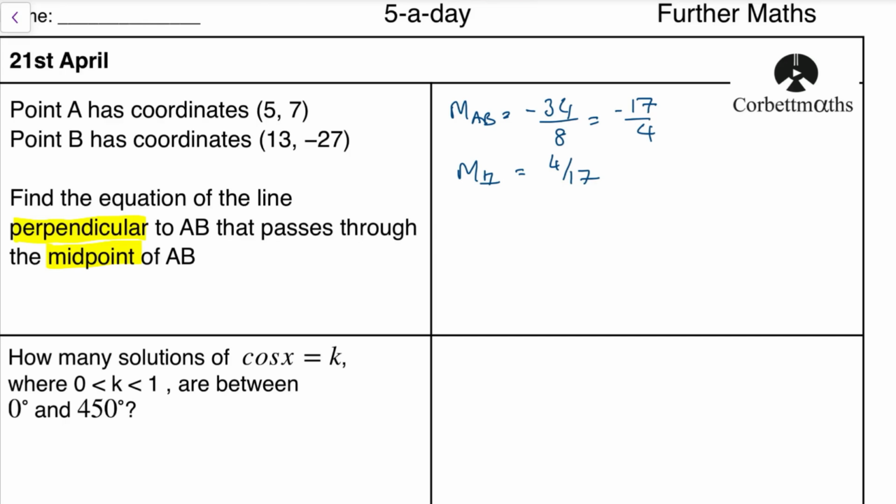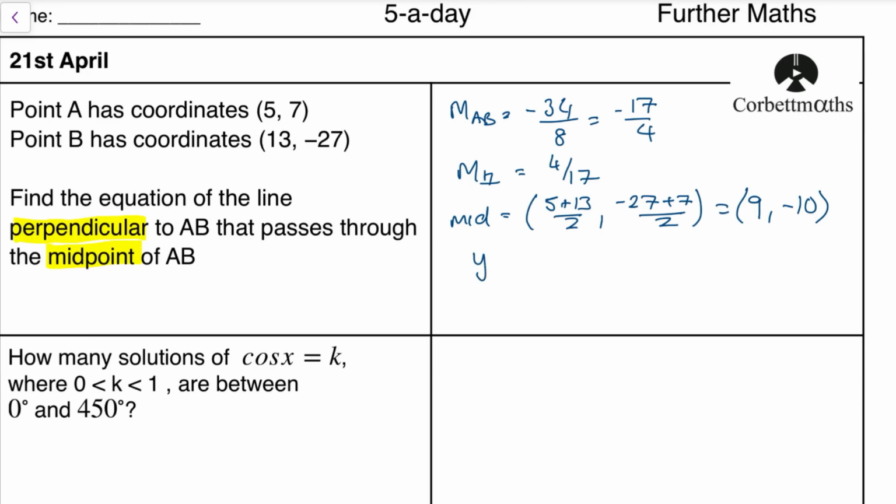Then I need the equation of that line that goes through the midpoint. So the midpoint is the average of the x values, so 5 plus 13 over 2, and the average of the y values, which is minus 27 plus 7 over 2. Well, 5 plus 13 is 18 over 2 is 9, and minus 27 plus 7 is minus 20 over 2, which is minus 10. So, a very long-winded way of saying: what is the equation of the line with gradient 4/17 that goes through the point (9, minus 10)?